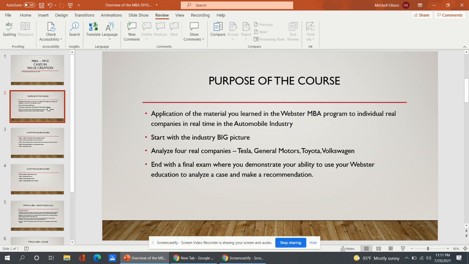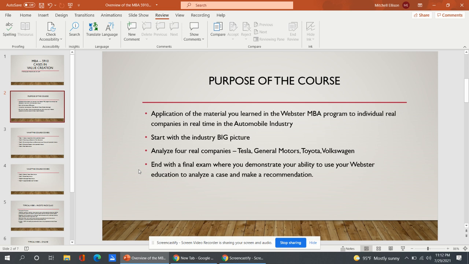So we start with the big picture in the first 4 weeks. Then in weeks 5 through 8, we analyze Tesla on an individual level, General Motors on an individual level, and Toyota and Volkswagen both on individual levels. At the end, in week 9, there's a final exam.